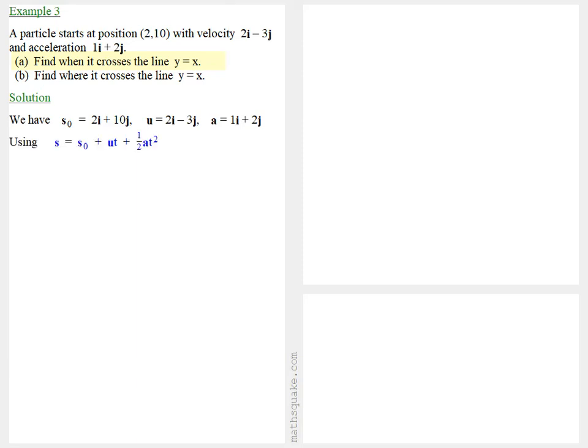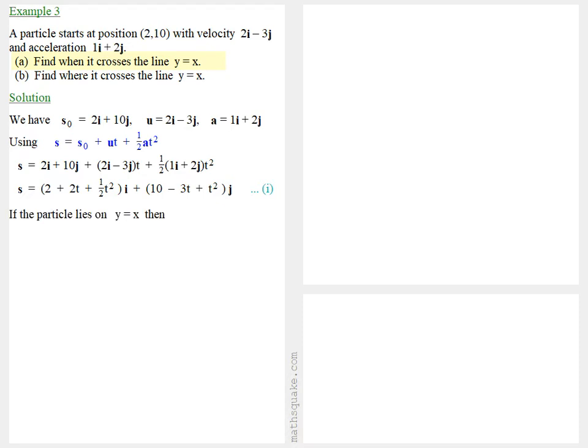We now use the equation s equals S0 plus ut plus a half at squared. This gives us s equals 2i plus 10j plus (2i minus 3j) times t plus a half (1i plus 2j) times t squared, which simplifies to s equals (2 plus 2t plus a half t squared)i plus (10 minus 3t plus t squared)j. We can call this equation 1.